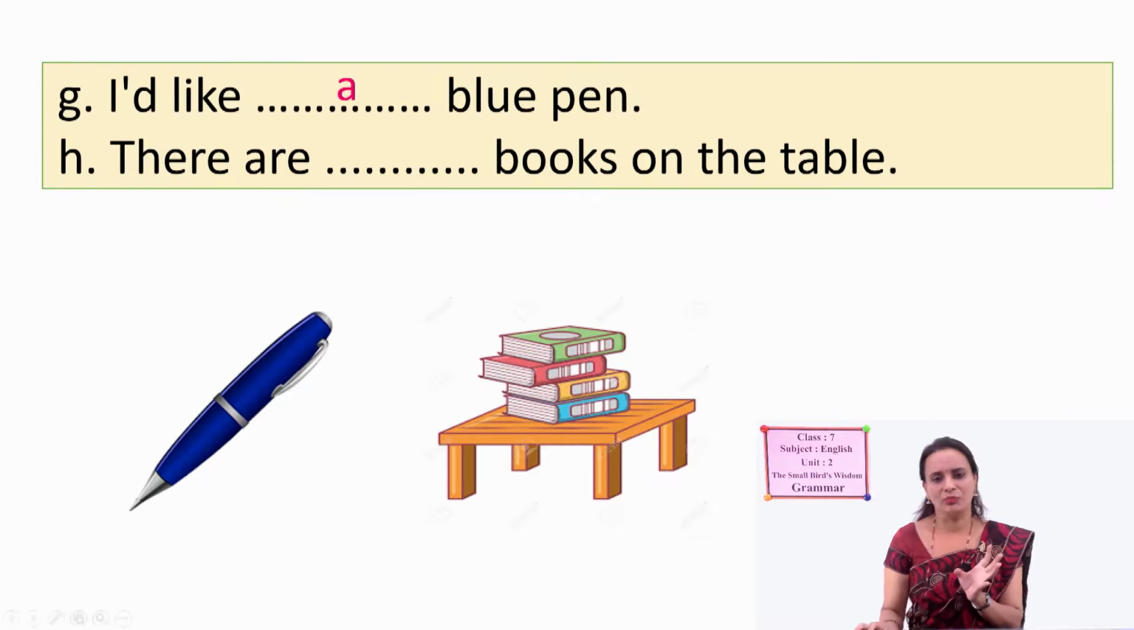Very good. Now another. There are books on the table. You can see so many books here on the table, isn't it? So, what will you put here? There are, the sentence is positive. So, some books on the table. Okay.